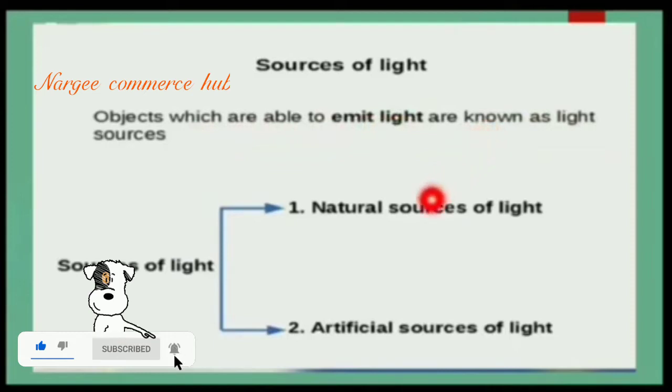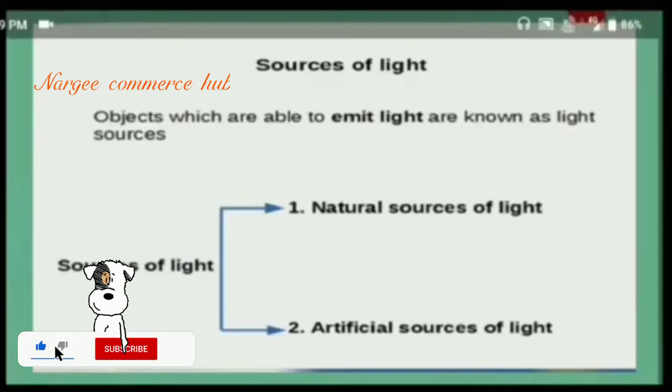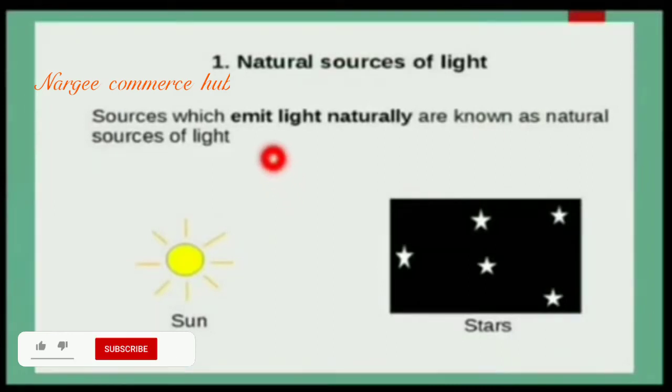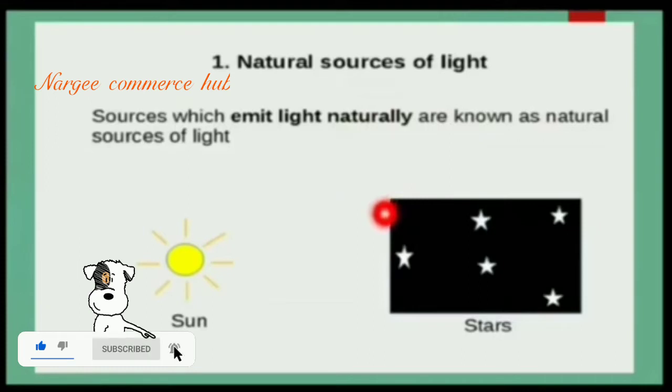There are two types of sources of light. The first one is natural sources of light, the second one is artificial sources of light. So what are the two types? Natural sources of light, artificial sources of light. First we see about natural sources of light. Sources which emit light naturally are known as natural sources of light. For example, sun and stars are natural sources of light.